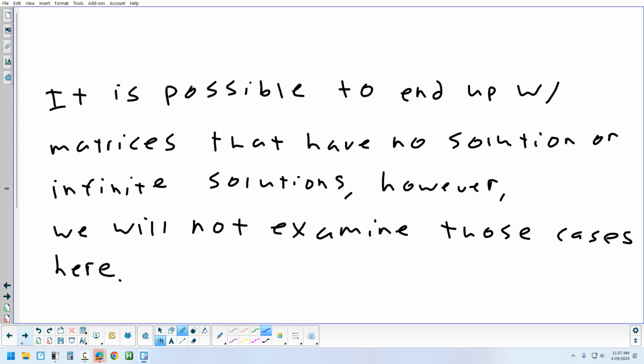Now, there are special cases that can happen, but the ones that I give you for a 3x3 system will not be special cases. 2x2, yes, I could give you special cases, no solution, infinite solutions. But for 3x3, I'm not going to give you those.